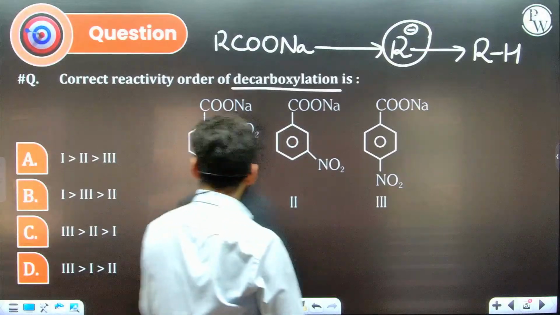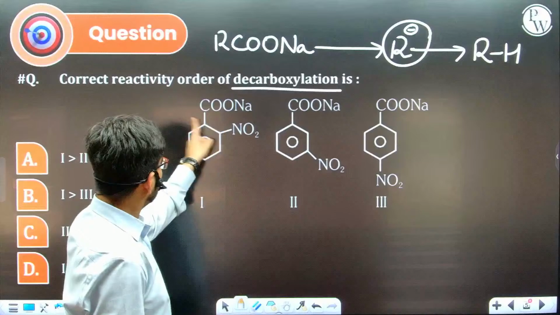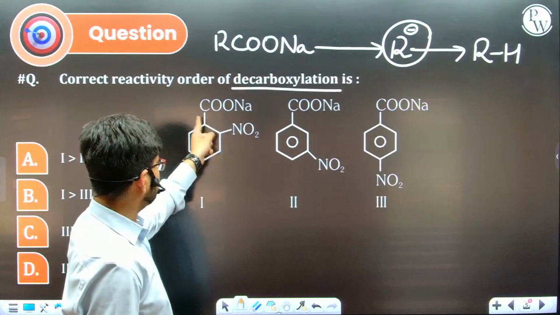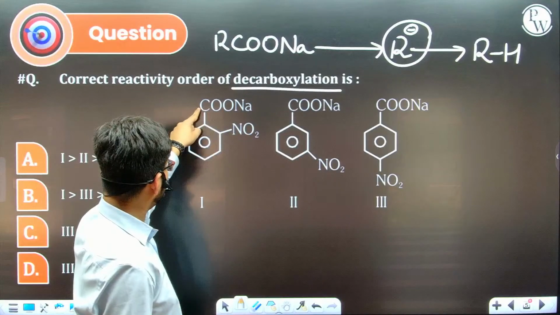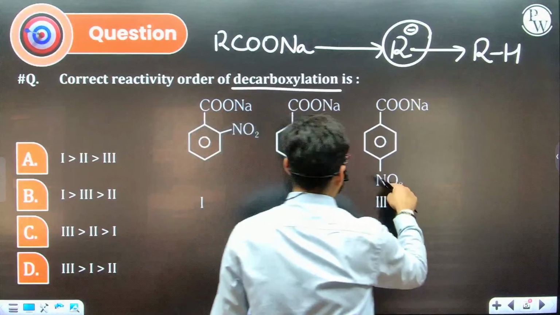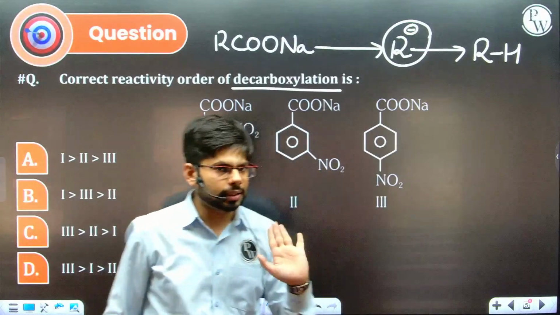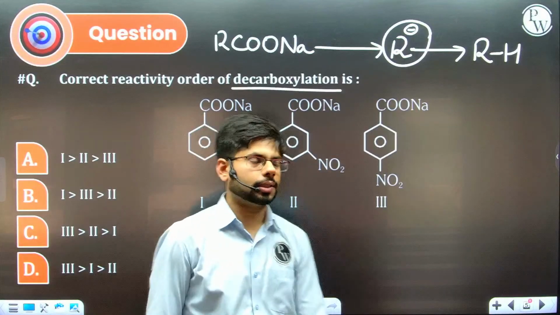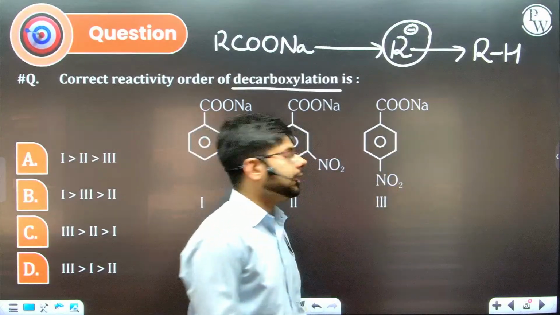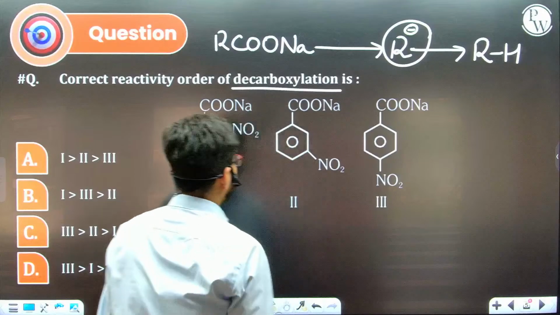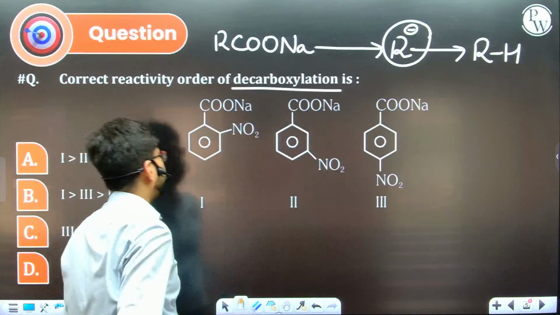Why? Because in case of 1, minus I will also be very strong because of the small distance. That is, here if you see, NO2 is attached at ortho position of COONa. In 3, NO2 is attached at para position of COONa. Minus M does not depend on distance, but minus I depends on distance. Minus M is same in both, right? But minus I is not same in both, and hence minus I is more here. So in 1 we will get a more stable carbanion.